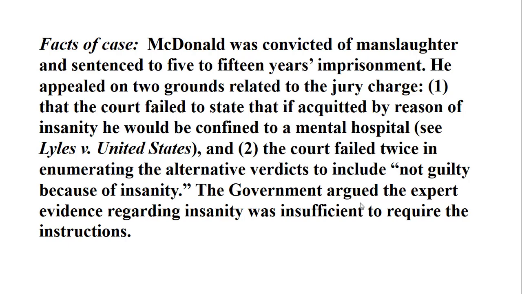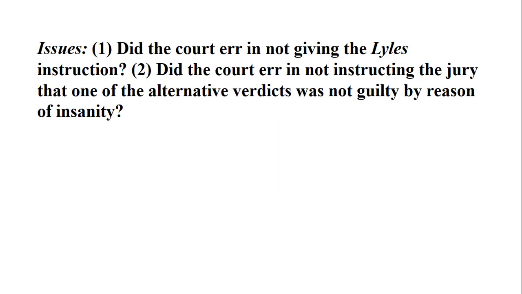He appealed, saying that the court failed on a couple of procedural issues. One of which was telling people that he wouldn't go free, but that he would be confined. And number two, that the court didn't actually say to the jury the alternative verdicts of not guilty by reason of insanity. The appellate court in D.C. agreed with these complaints.